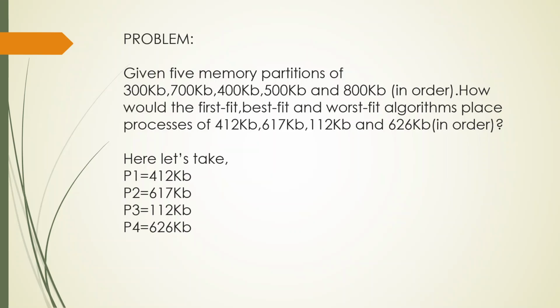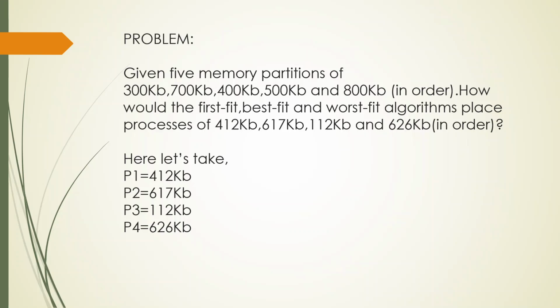So let's discuss these definitions through a problem. Given 5 memory partitions of 300 KB, 700 KB, 400 KB, 500 KB and 800 KB in order, how would the first fit, best fit and worst fit algorithms place processes of 412 KB, 617 KB, 112 KB and 626 KB in order?